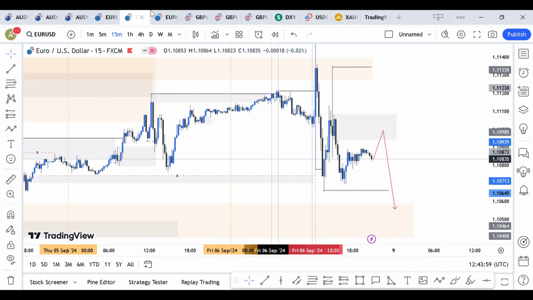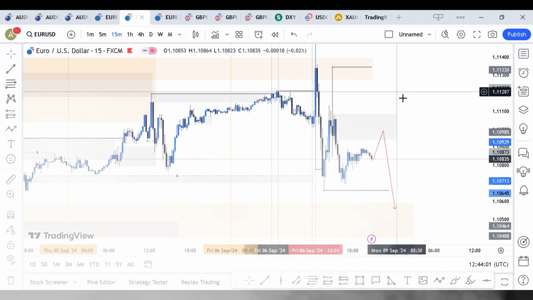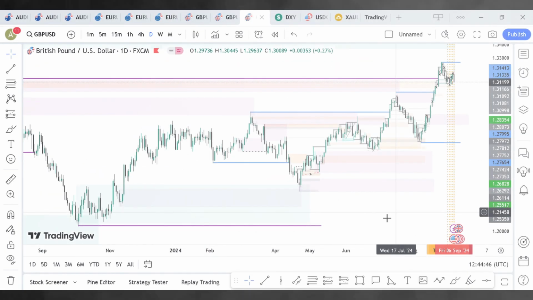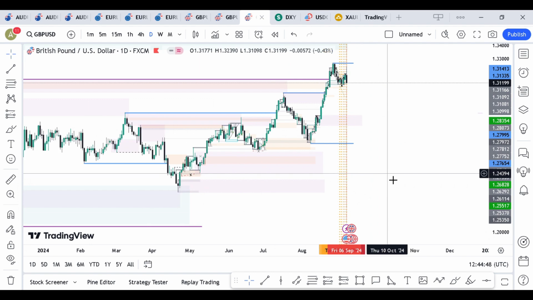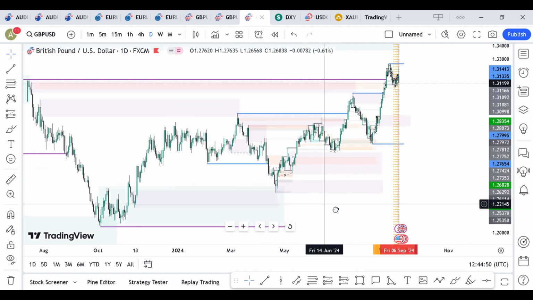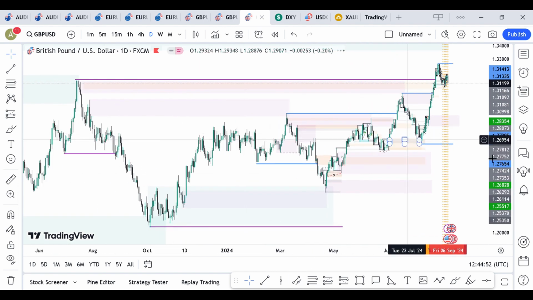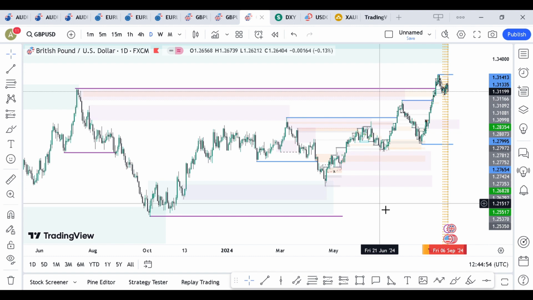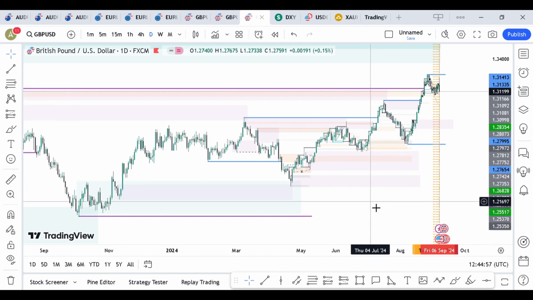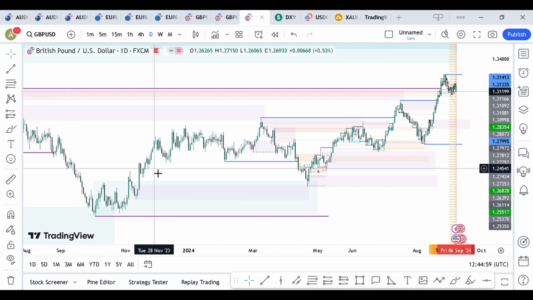So let's now go to GBP USD. That will be all for Euro USD. Yes, so GBP USD, very interesting pair. I think it gave us a little bit of profit and also some lessons out of the carelessness that happened during the week.